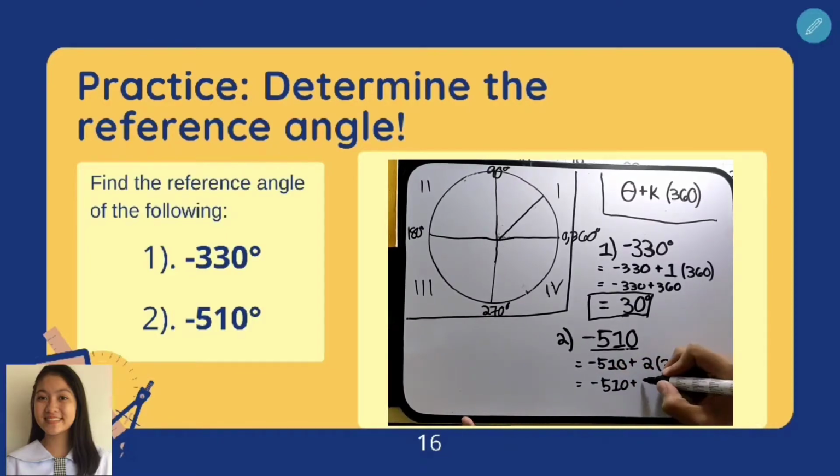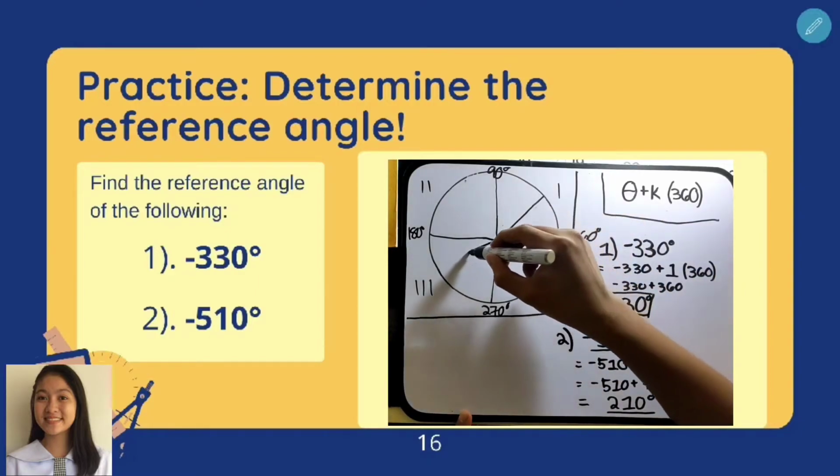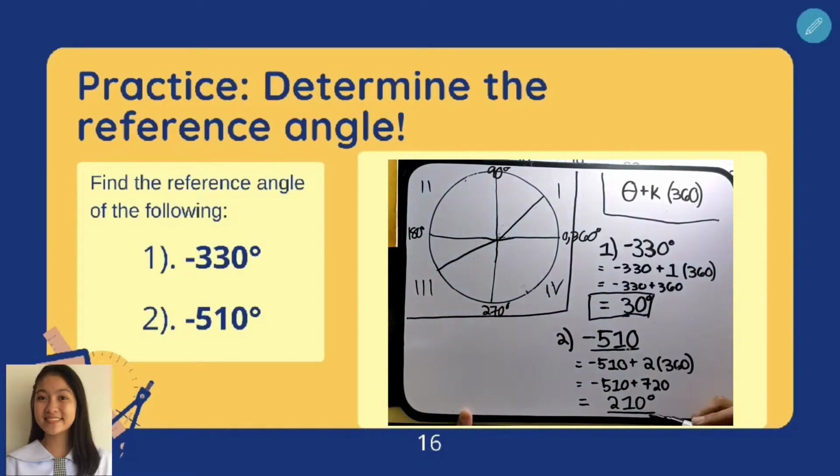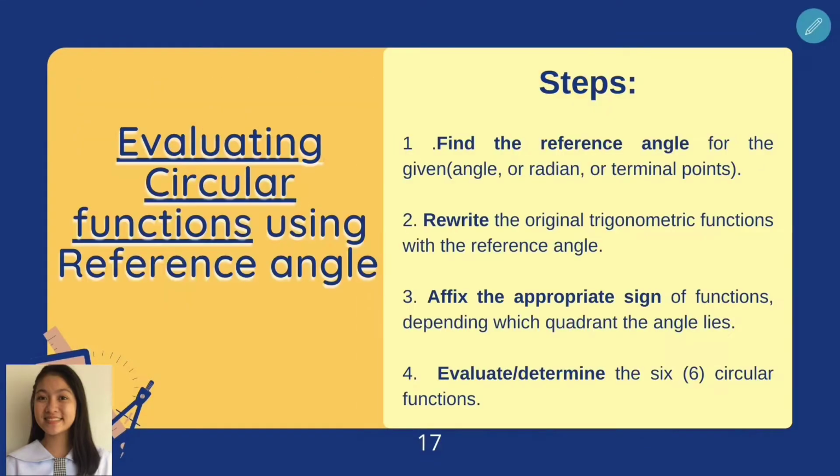So 2 times 360 is equal to 720. Then let's add negative 510 and 720. We will have a coterminal of 210 degrees. Let's use it to find the reference angle. Since 210 degrees is in the third quadrant, we'll use the formula angle minus 180. 210 minus 180 is 30 degrees. Hence, 30 degrees is our reference angle.